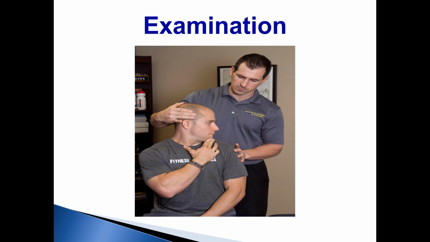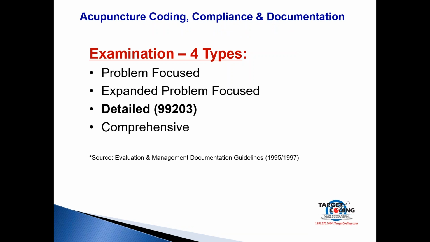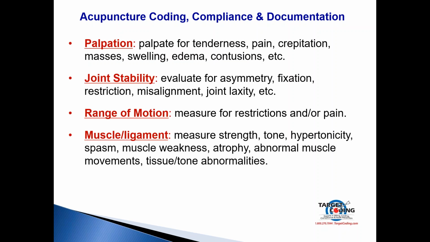Next, your acupuncturist needs to do an exam. Again, exam requires 4 choices here: problem focused, expanded problem focused, detailed, comprehensive. So a detailed exam, if your acupuncturist is going to bill for 99203, you need 12 examination findings. So those can be by palpating the joints. So Mrs. Jones has neck pain and headache, so palpating the neck, looking for joint instability in the neck and head, range of motion in the neck.